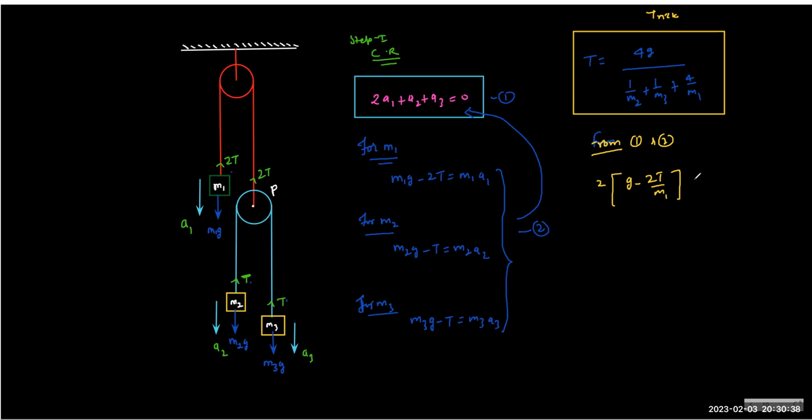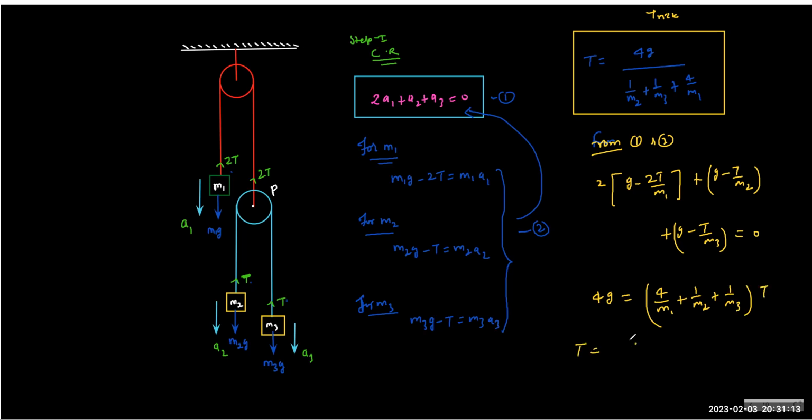Hello, hello. Yes, sir. A2 is how much? G minus T by M2. A3 is how much? G minus T by M3. See, the benefit is when I choose all axes in the same direction, the order of writing is very simple. So I will not struggle with the plus minus. Everything is in a very nice format. So the answer is how much? 4G equals 4 by M1 plus 1 by M2 plus 1 by M3, all into T. See, the same answer.